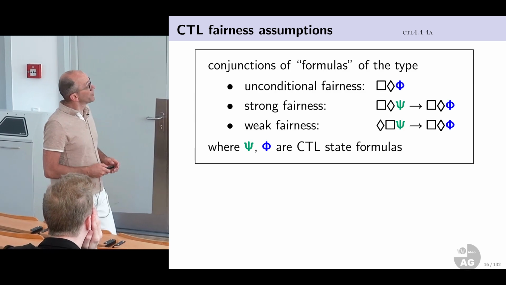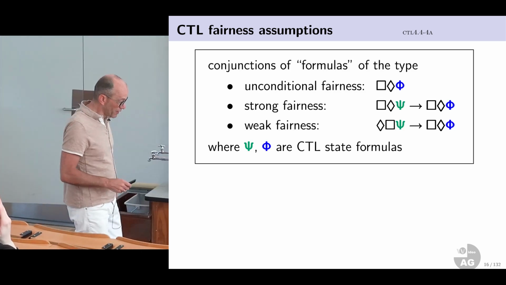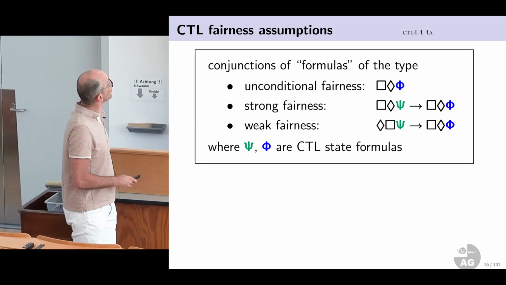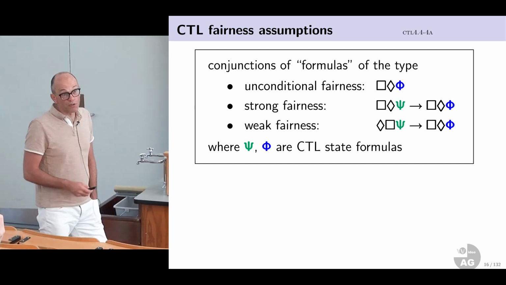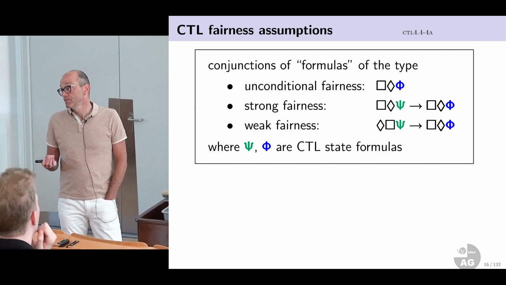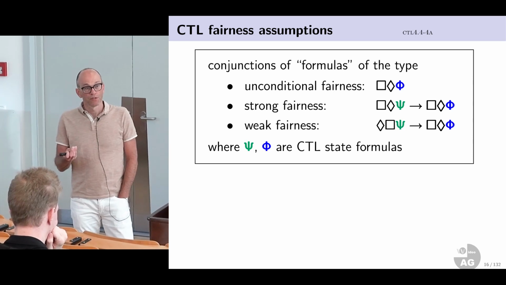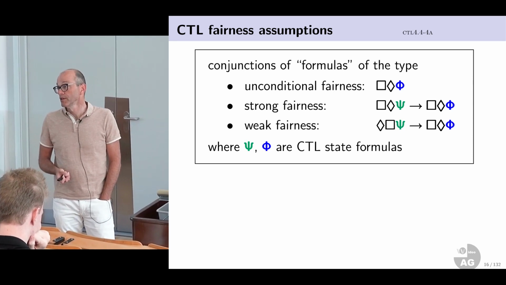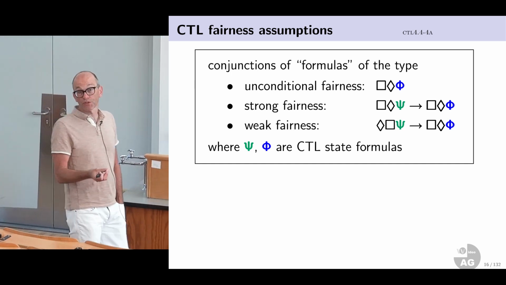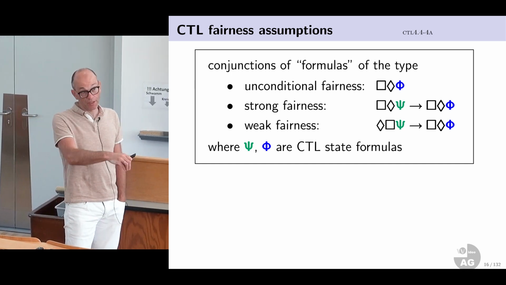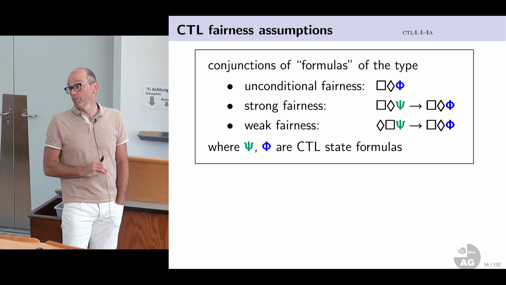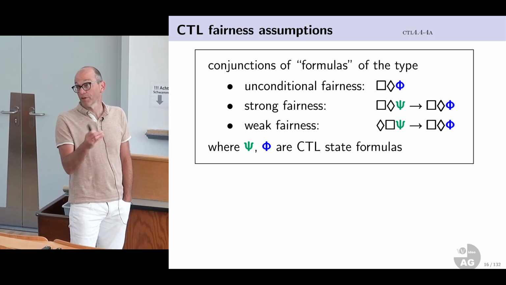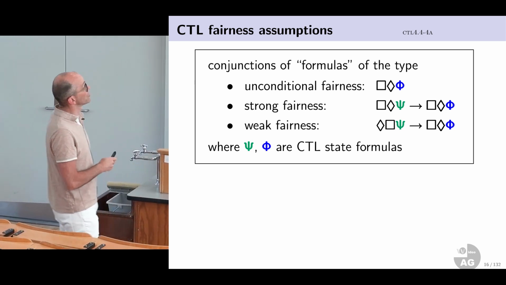So for CTL fairness assumption, we're going to make the following encoding. We're going to encode fairness assumptions in terms of LTL formulas. So that's already the first somewhat deviating step of what we have seen so far. We're dealing with CTL model checking, but we're going to use LTL to code up. Actually, we're going to use a mixture of LTL and CTL to code up the fairness assumption.